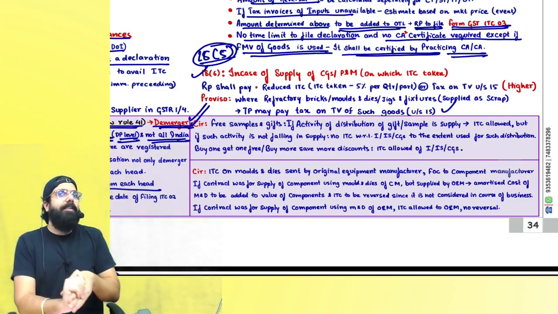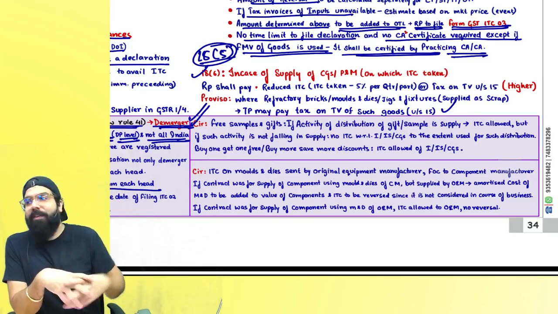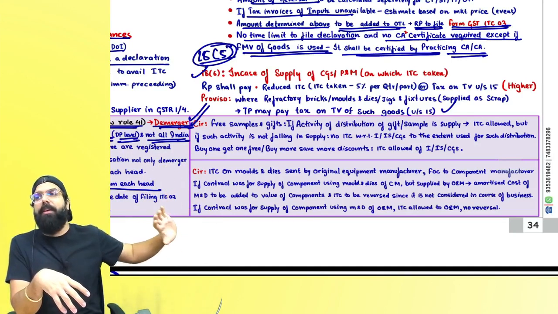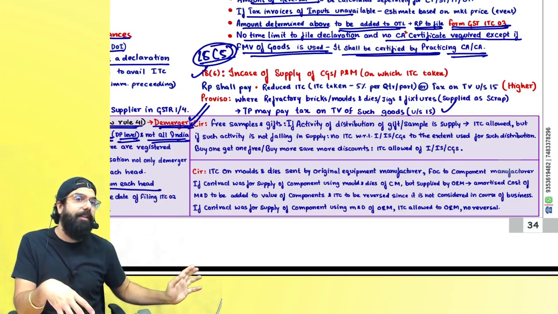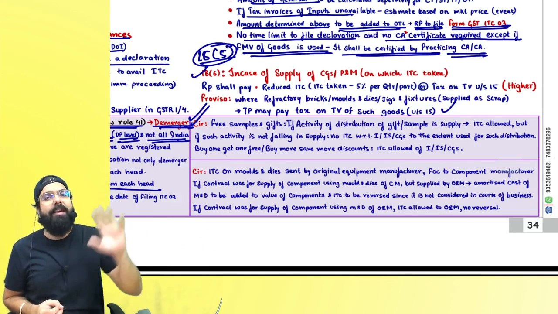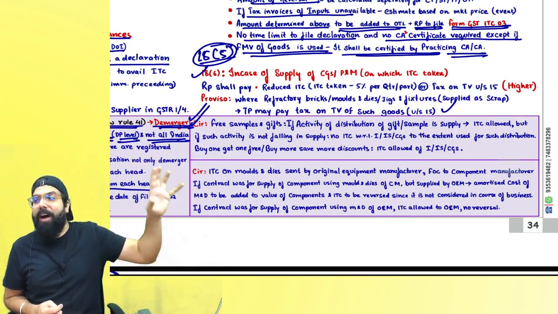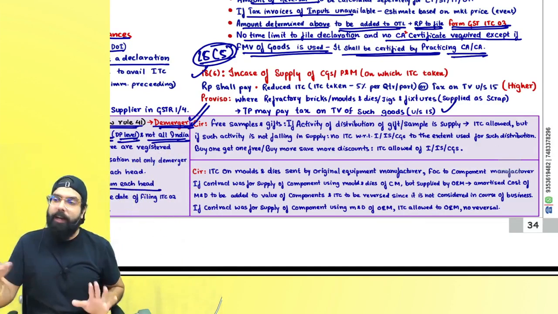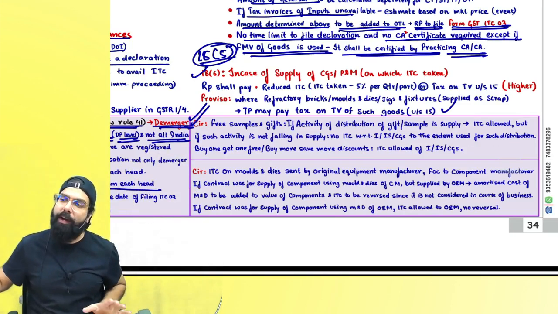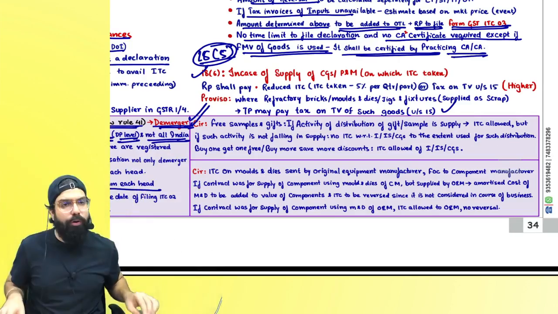People asked, sir, what if I give offers like buy 10,000 get 10% discount, buy 20,000 get 20% discount, buy 30,000 get 30% discount, buy more get more? The government clarified that these discounts are shown in the invoices and there will be no impact on your credit of input services and capital goods. All the credit shall be allowed to you.